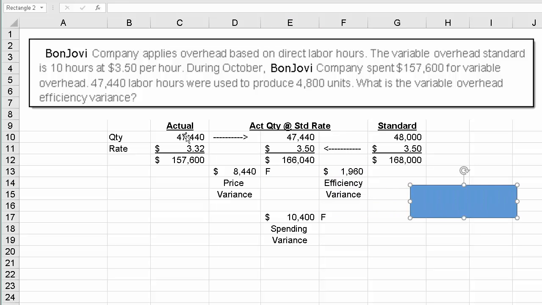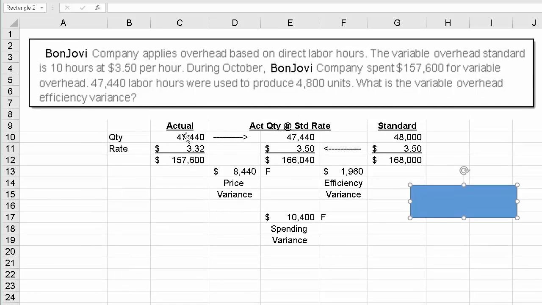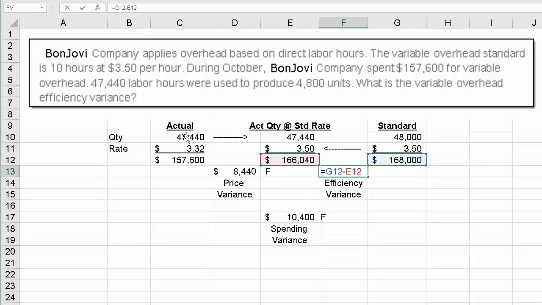And then what I want to do is calculate the efficiency variance. Now I don't need that there at all anymore, so let's get rid of that. The difference between those two, again, is also favorable because the actual is much less than the standard. So that is also favorable. I'll put a little F there. And we've calculated the efficiency variance. That's what they wanted us to calculate, but I went ahead and calculated all three variances.